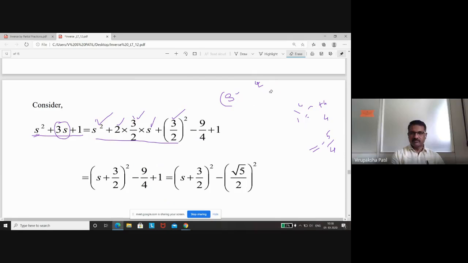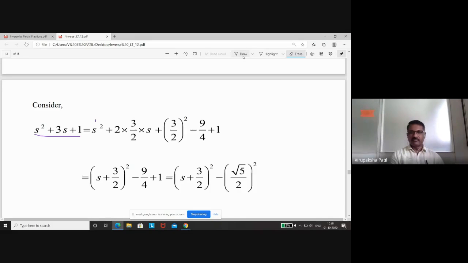Yes, so once you simplify, you will get this denominator part s square plus 3s plus 1 written in terms of a perfect square like this. If you simplify this again, the entire quantity, definitely you are going to get this only. Without affecting the original thing, we have to make a manipulation according to our demand or according to what we require.